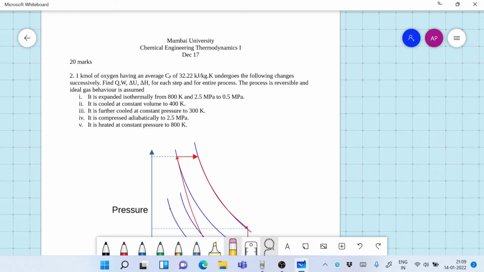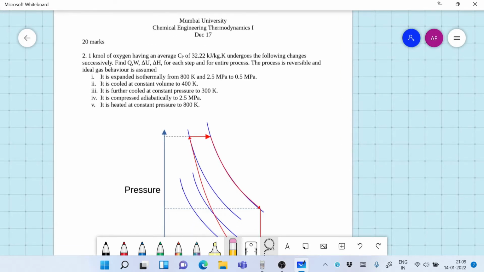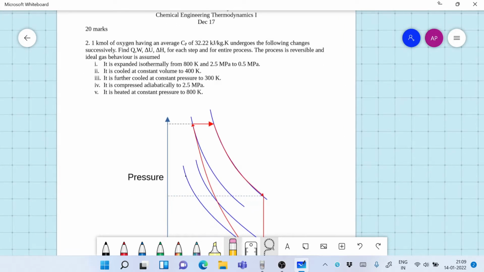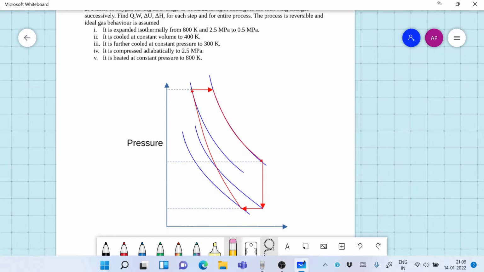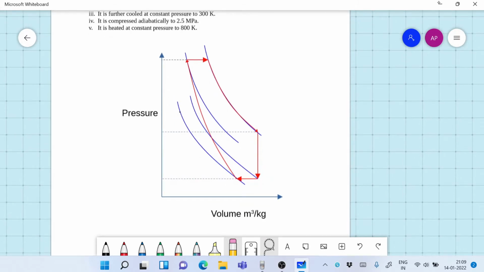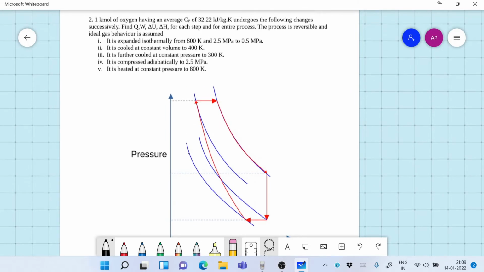So, having clarified that, how do we solve such problems? First, all the steps given, that is from steps 1 to 5, should be traced out on the pressure volume diagram. And a slight modification here: the volume here will be in meter cube per kmol. Now let us trace the processes.